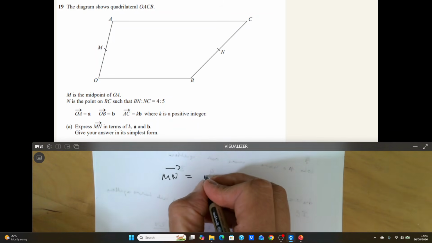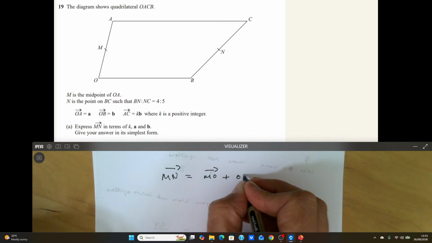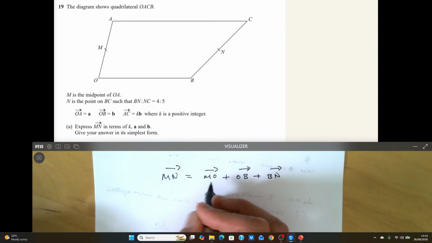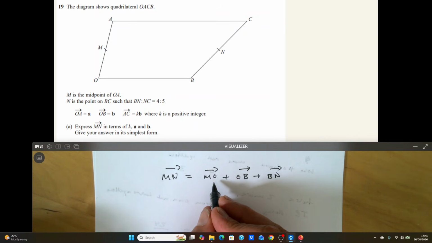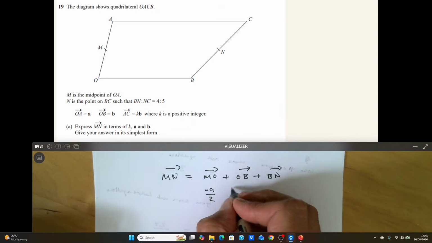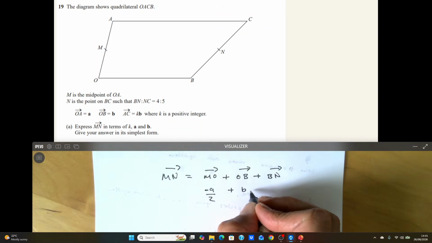MN is MO plus ON. There's two ways of doing this journey, but I'm just going to do it this way: MO plus OB plus BN. M to O, that is half, because it's a midpoint, of negative a. So basically, it's negative a over 2. O to B, given in the question, b.